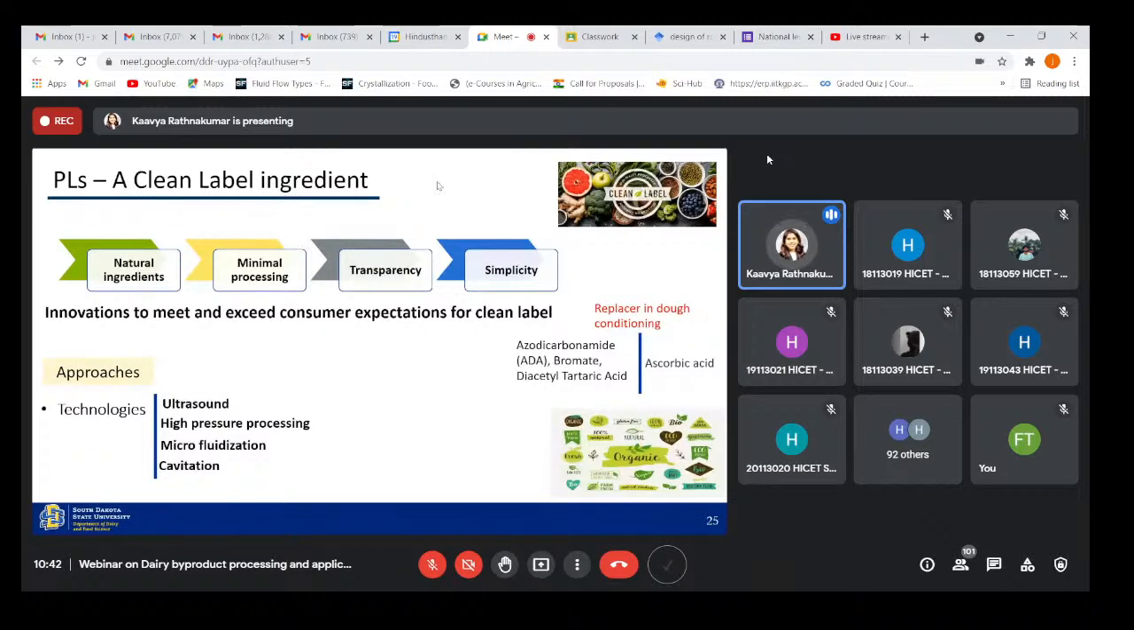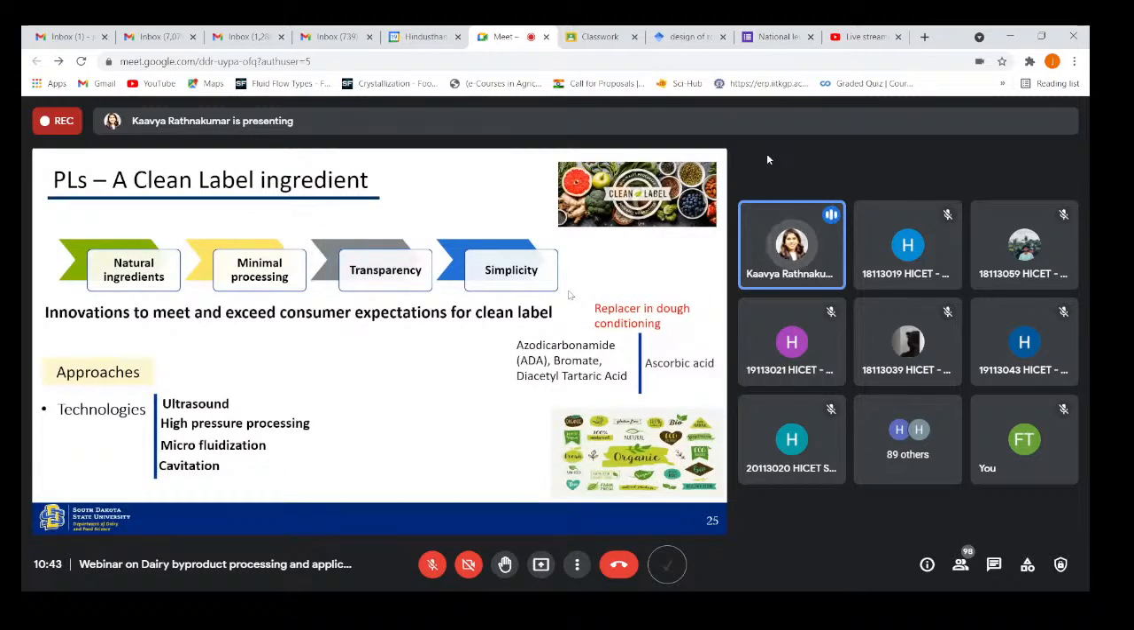So for instance, in dough conditioning, we use azodicarbonamide, bromate, diacetyl tartaric acid. Instead of all this, it is replaced by ascorbic acid, which is a simple form, a natural ingredient. Similarly, in recent times, fibers like inulin are used in frozen desserts as a replacer of stabilizers. A lot of stabilizers are being replaced.